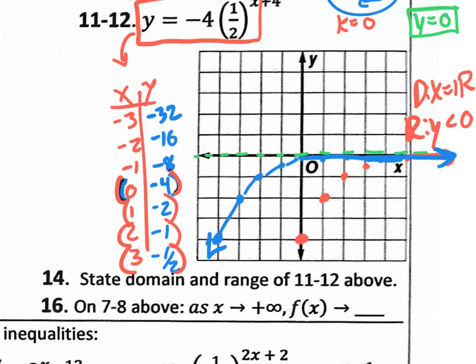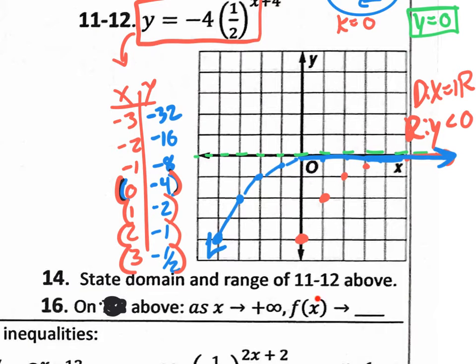What else? Number 16. On 7, 8, or that's a typo, on 11, 12 above, as x approaches positive infinity, what does that mean? Look at it to the left or to the right? To the right. X going to positive infinity. Here's your x-axis. 1, 2, 3, 4, 5, 6. Going this way is positive infinity. So we need to look at this graph to the right, going to positive infinity.